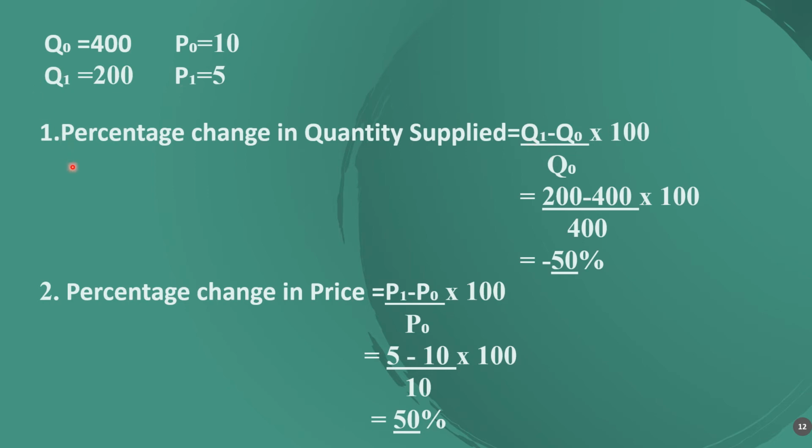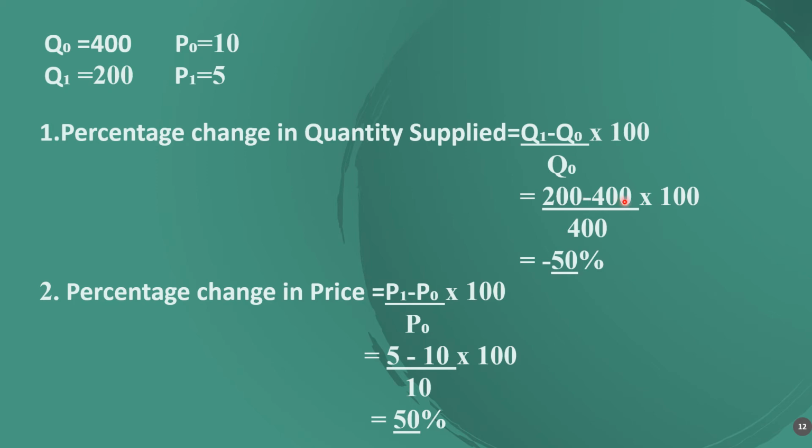The first step, percentage change in quantity supplied is equal to Q1 minus Q0 upon Q0 into 100. Q1 as we know is 200, we got it from here. Q0 is 400, we got it from here. Q0 equals 400 multiplied by 100. Don't forget this is multiplied by 100.